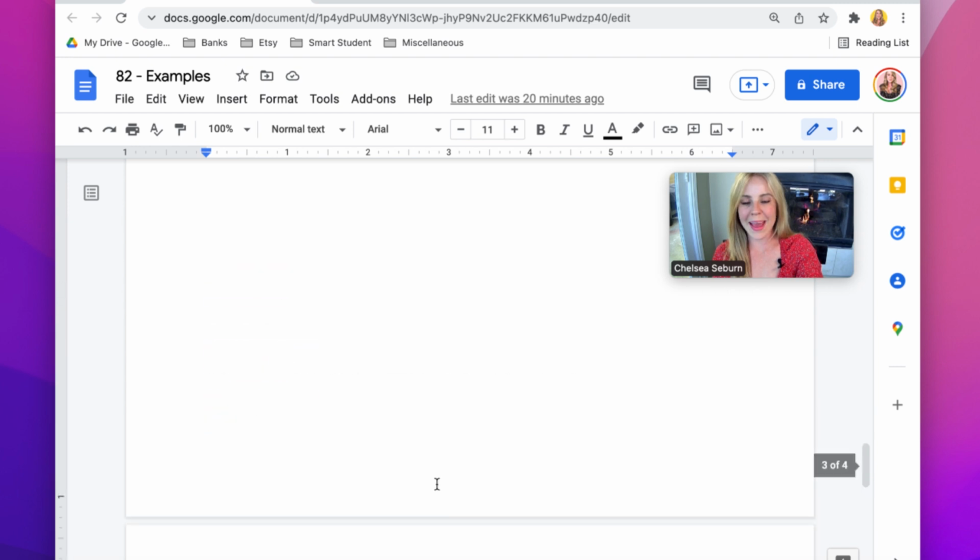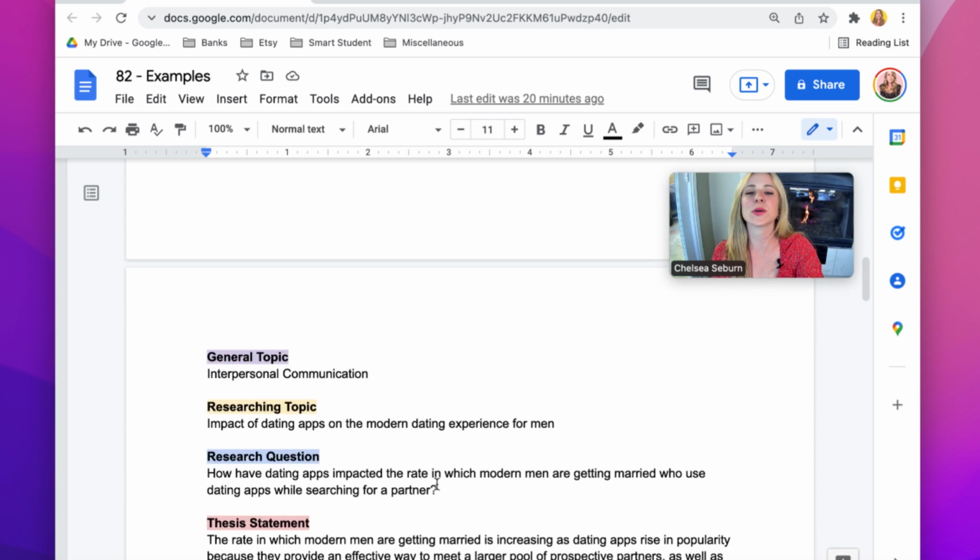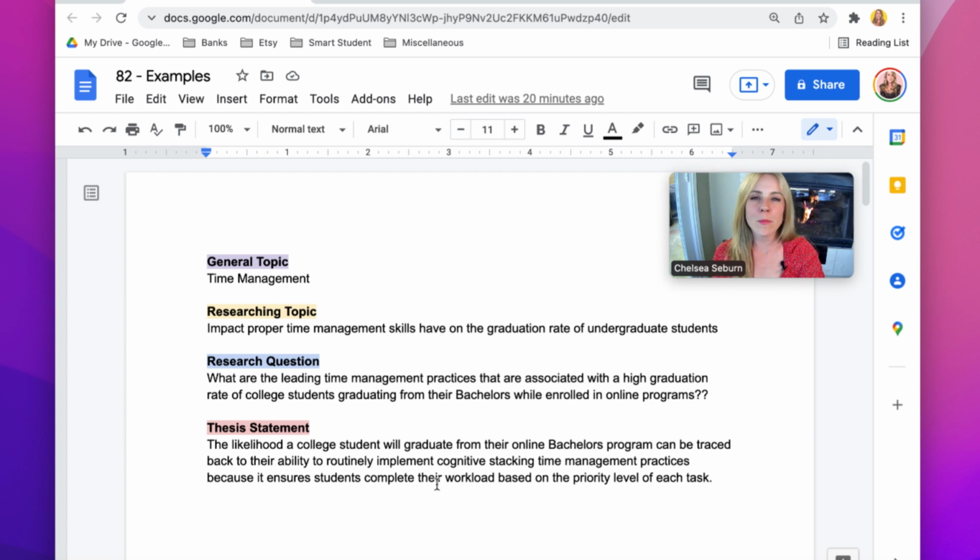And with that, we have our four examples coming to a conclusion. I hope that was helpful in your understanding of these three elements.